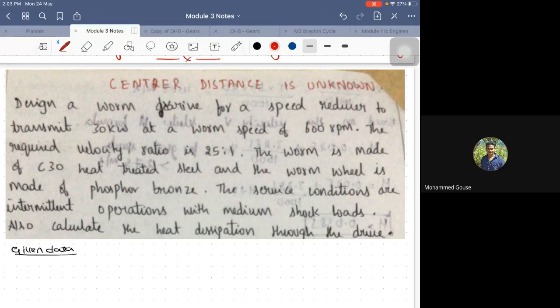Last class we were solving the problem on the worm gear, where the center distance was known. The center distance was clearly specified then, but in the example we are dealing with in today's class, the center distance is unknown. Trust me, there is no huge difference in the procedure we follow, except one extra formula through which you can calculate the center distance. Everything else is a ditto copy of the previous problem.